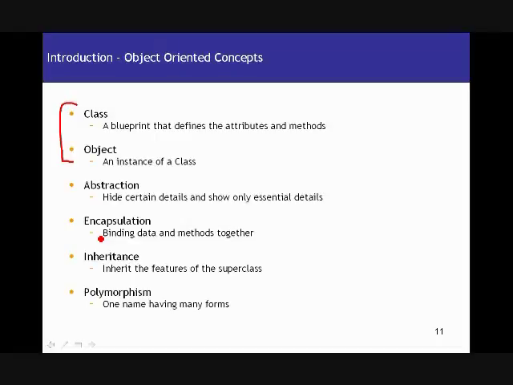And polymorphism, having one name with many forms, right? So let's take an example of a class called shape. A shape is nothing but it can be of any shape, right?